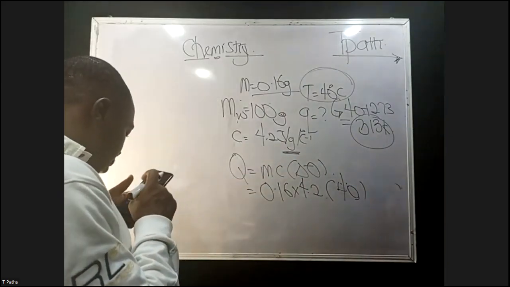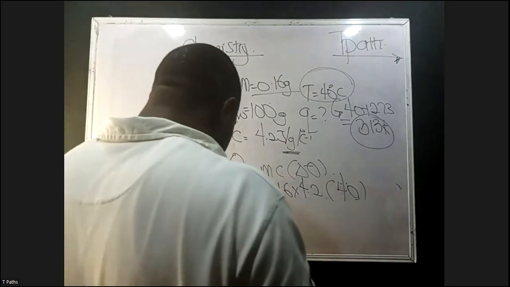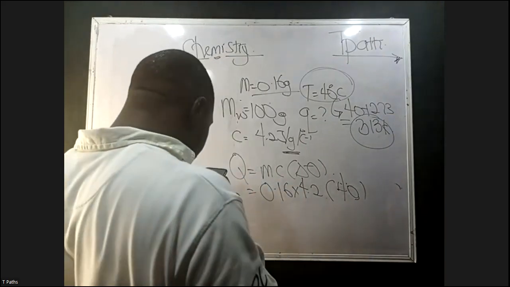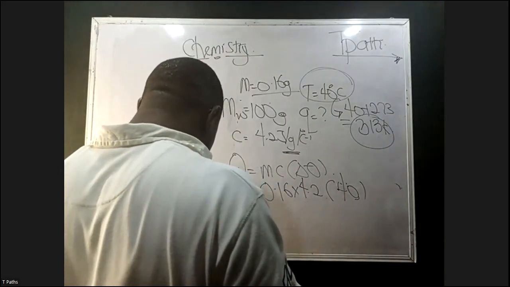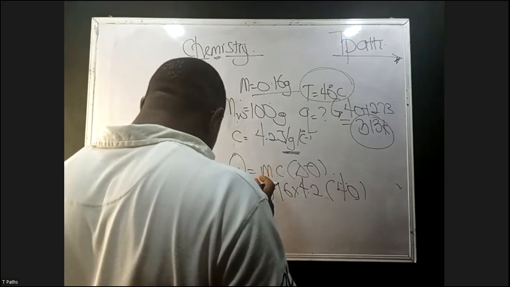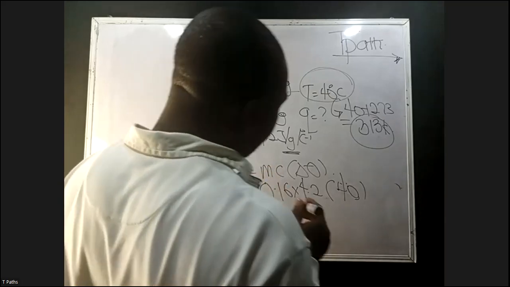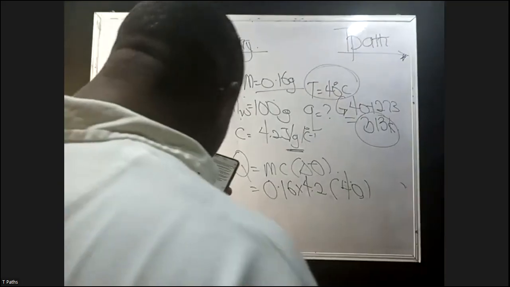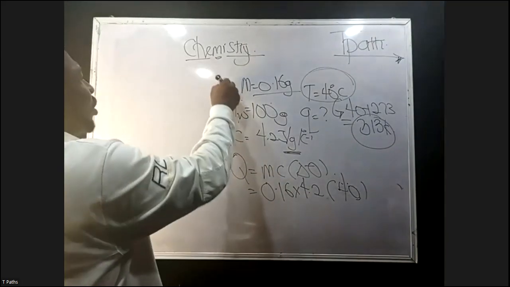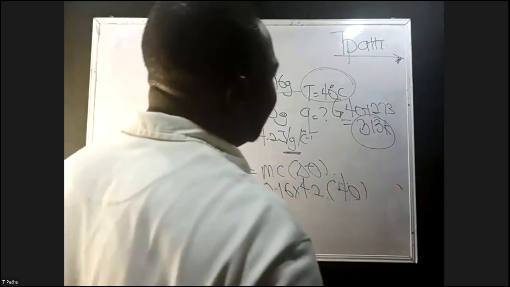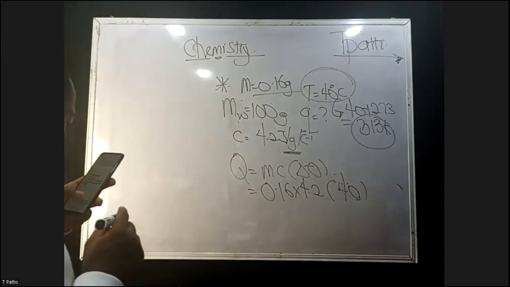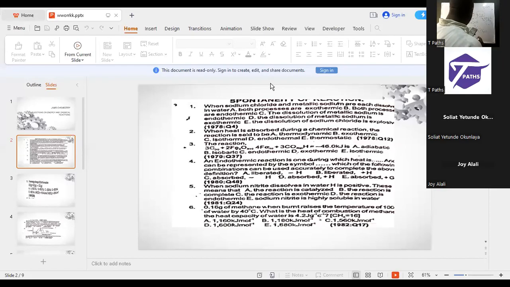Let me put it into my calculator. 0.16 times 4.2 times 40. So something is fishy here. I feel the temperature or the 100 gram, I don't know. Something is not complete in this question. Hopefully you see something like this in the next question so we can explain this concept very well. Something is missing in this question, that's why I cannot get the answer properly.